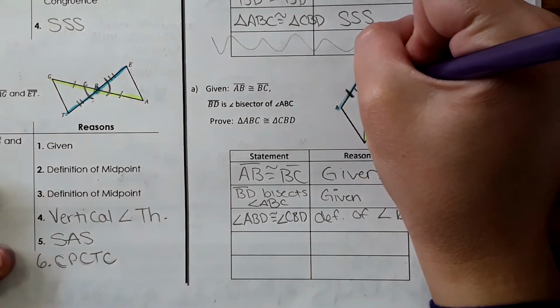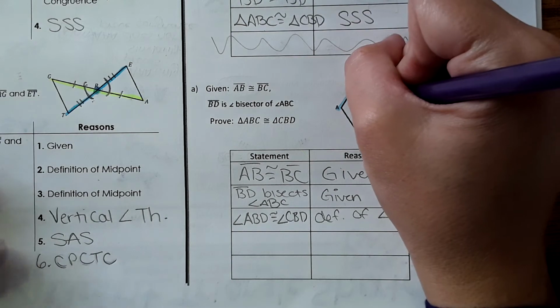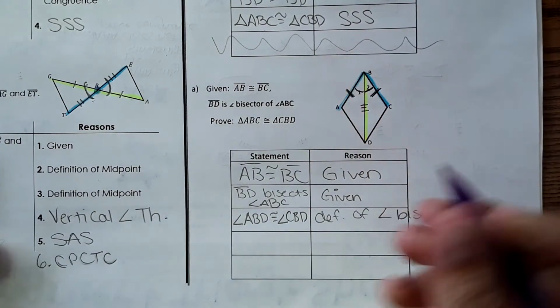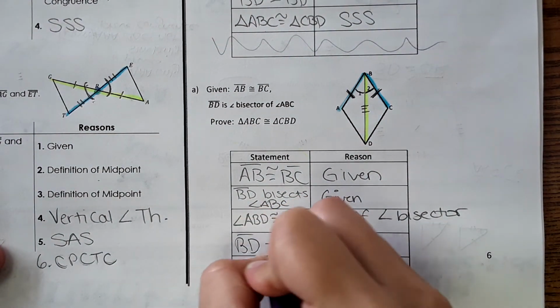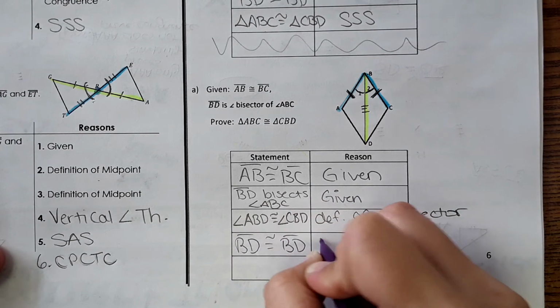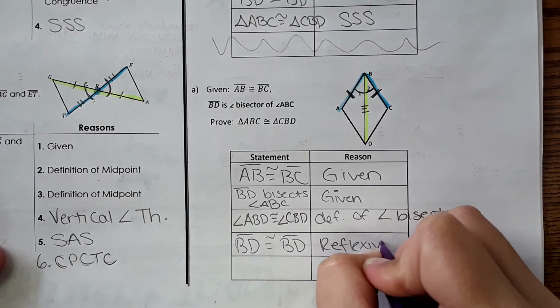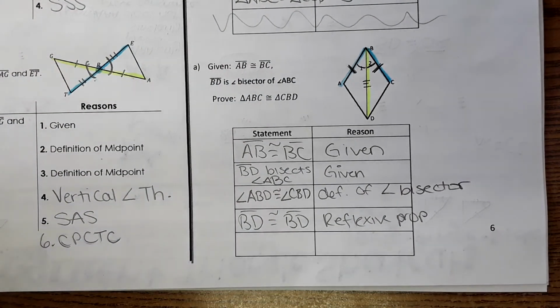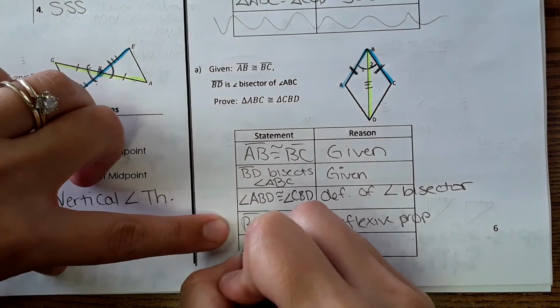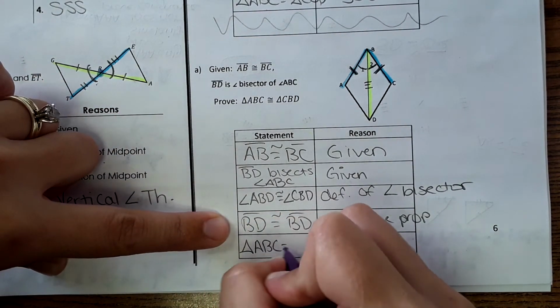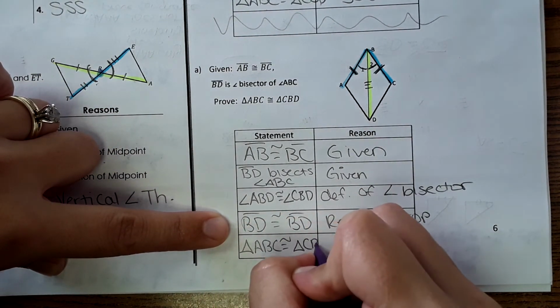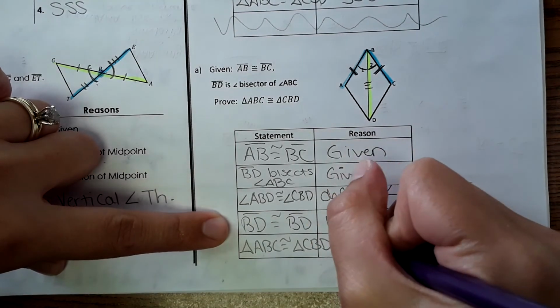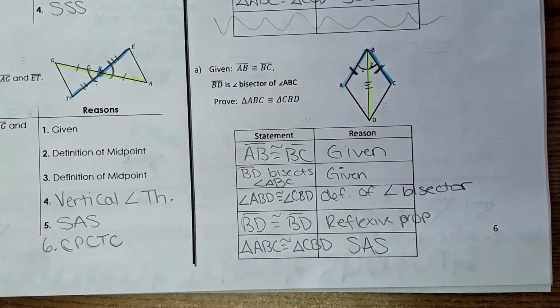Okay, so we have a side in common, we have an angle in common. I can prove that this side is equal to itself. So I can say that BD is congruent to BD from the reflexive property. And now I have side angle side. So now I can say that those triangles are congruent because of side angle side. Easy enough.